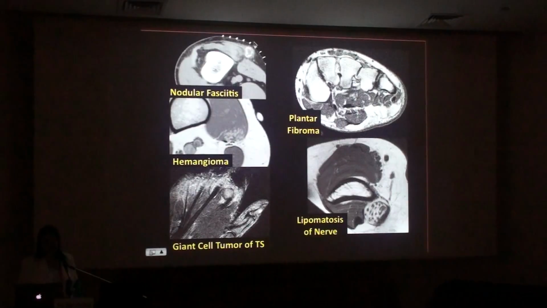So here's calcification and nodular fasciitis, another form of intramuscular soft tissue hemangioma, the giant cell tumor adherent to the tendon we were seeing before, another little plantar fibroma associated with the plantar fascia, and another case of lipomatosis of the nerve here in the ulnar nerve.